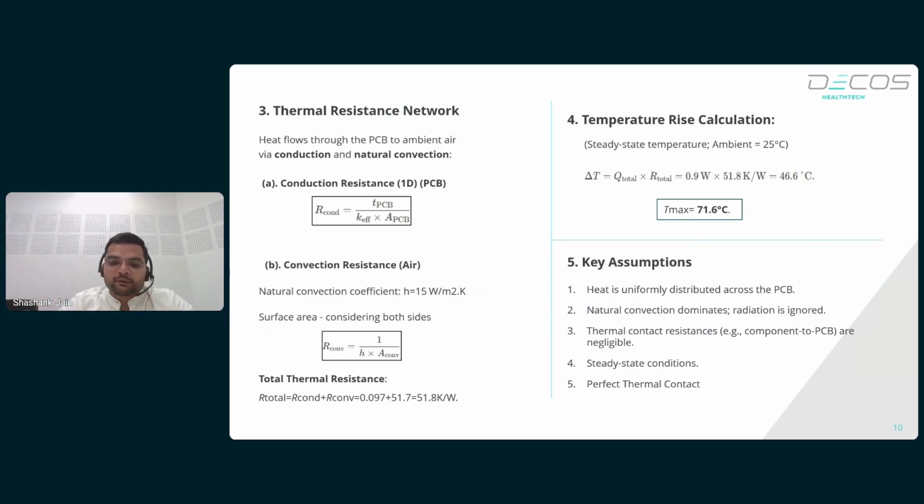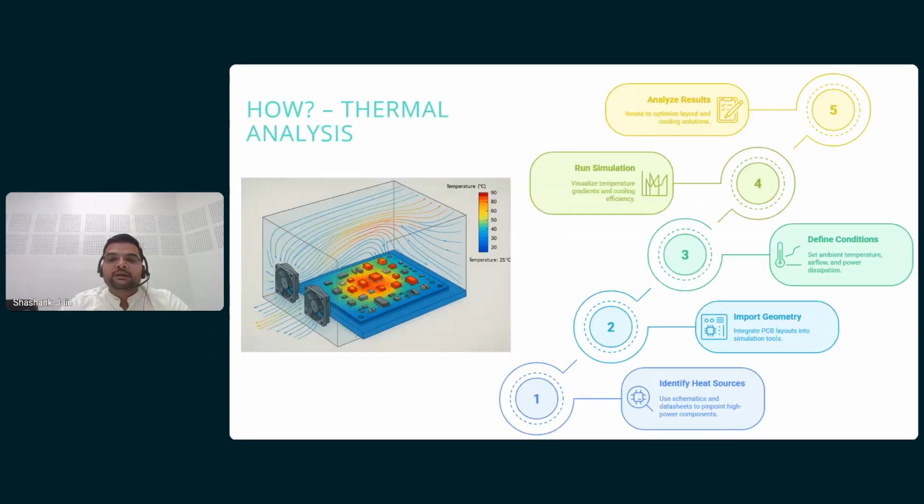Okay. And the fifth one is the perfect thermal contact. Let's move on to how thermal simulation is done using different tools. Let me take you through the process of simulation tools.